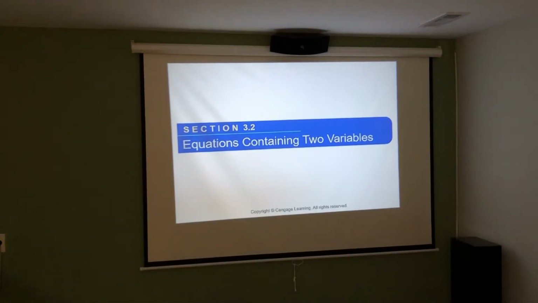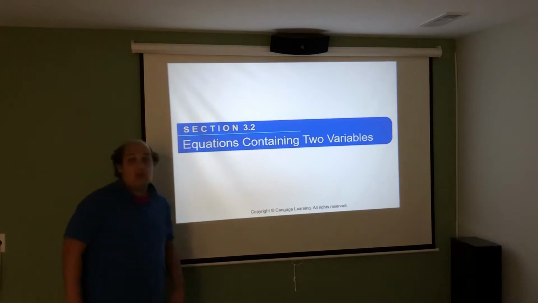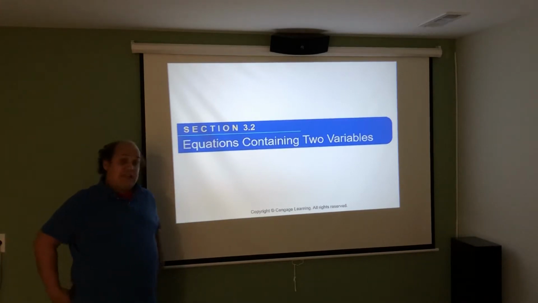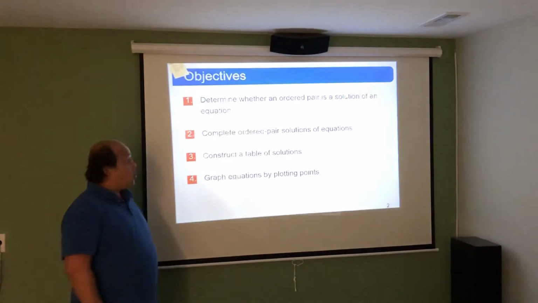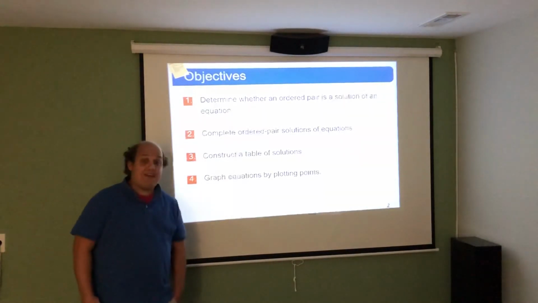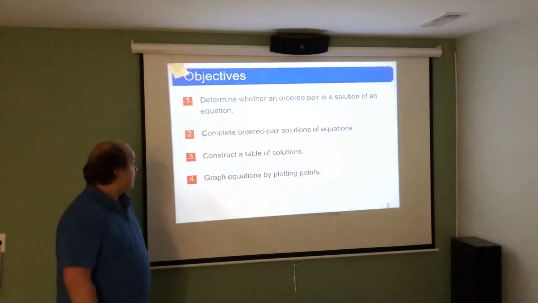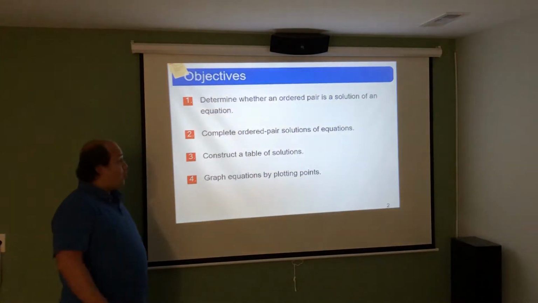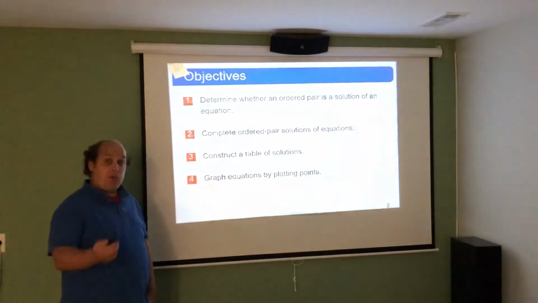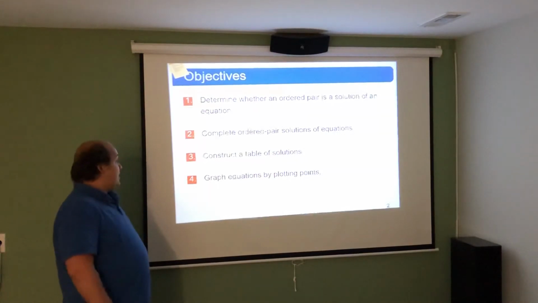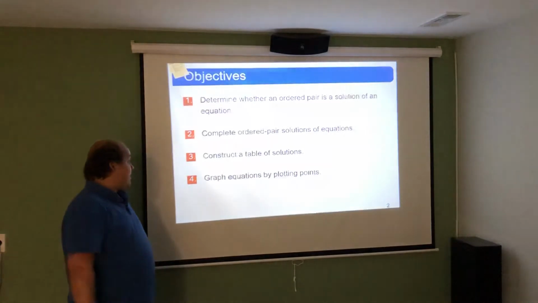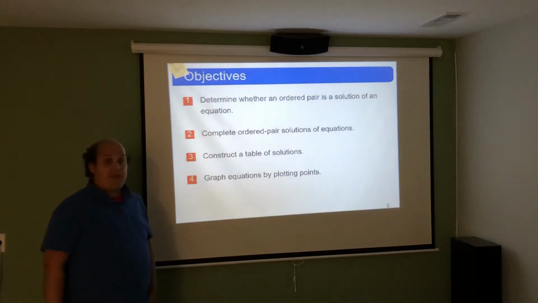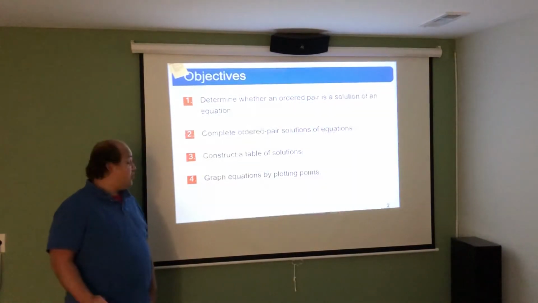This section is entitled Equations Containing Two Variables, and we're really going to look at how we can use an equation to generate ordered pairs. So where we're going to start is by determining whether an ordered pair is a solution to an equation. Then we're going to create our own ordered pair solutions of equations by knowing what one is and finding the other. Then we're going to use that concept to construct a table of solutions and then graph equations using that table of solutions.